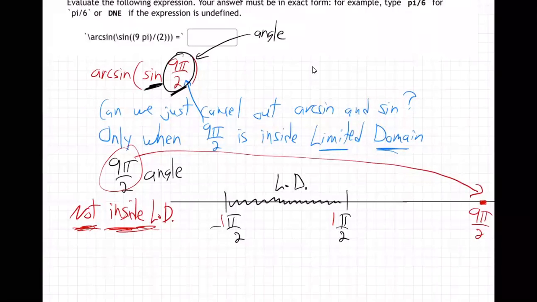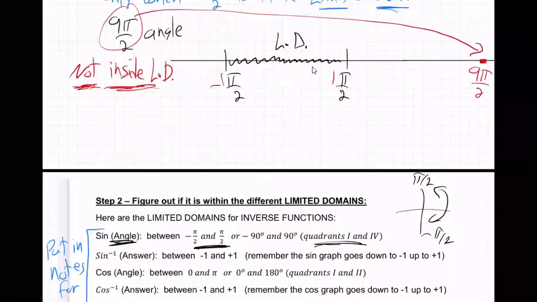Eventually we'll get it down where it needs to be and there will be an answer. It's not going to be D and E. The D and E only happens when you plug in something that's an answer that's not inside the limited domain, then boom, that's D and E. But if you have an angle that's not inside the limited domain, you add 2 pi or subtract 2 pi until it'll work. Now, let me be more exactly clear.